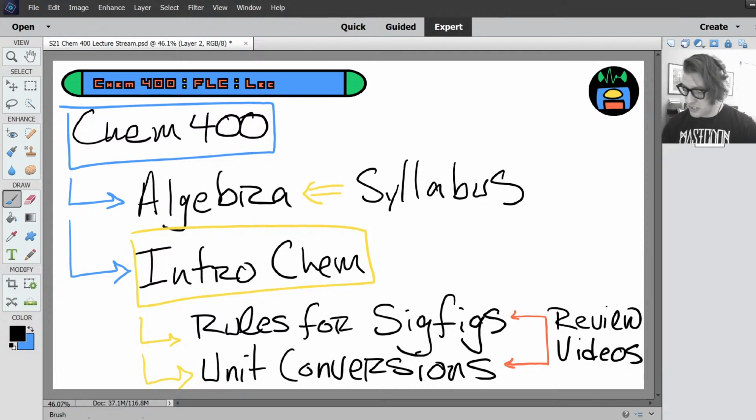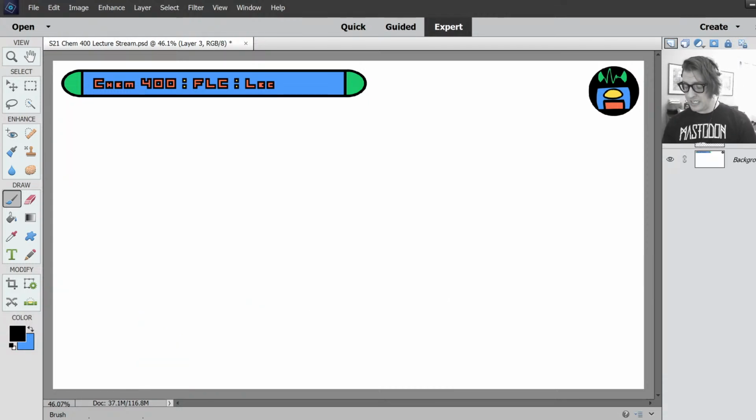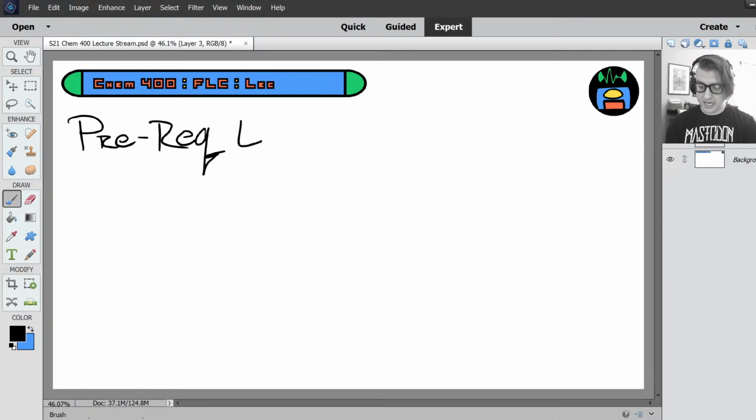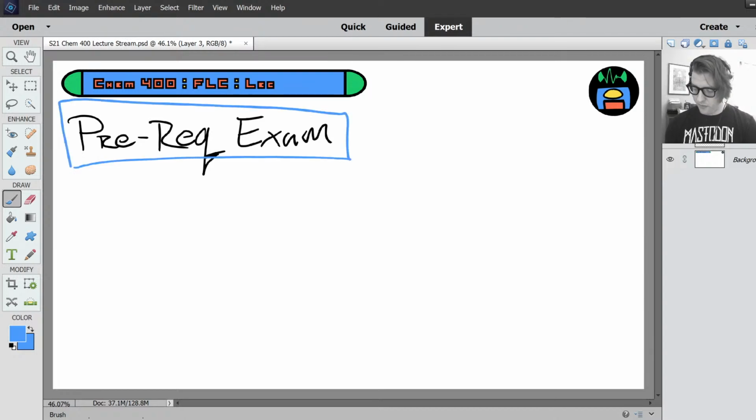All right, now the prerequisites for this class are very important, so much so that there is already available to take on Canvas a Pre-Req exam. Again, just like before, all the information about the prerequisite exam is present in the syllabus, but I just want to highlight a couple of things. Oh, here we go. All right, so the Pre-Req exam, it's open.